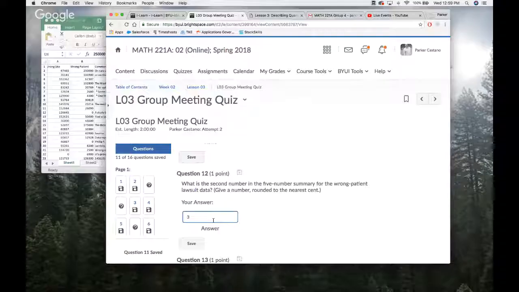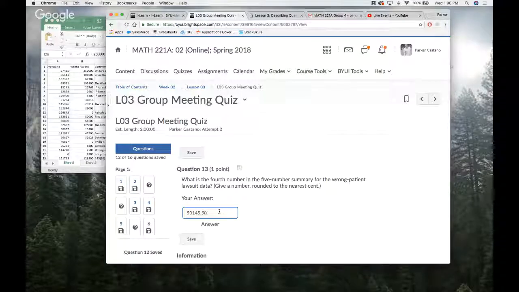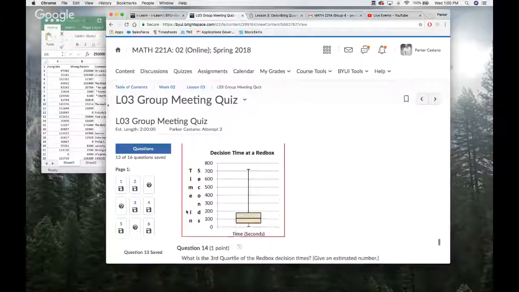Number 11 is 0. Number 12 is 3,900, and I put the decimal point and the 2 zeros after it. 3,900. And I did 0.00 just in case. Number 13 is 50,145 and 50 cents. 145. And 50 cents. Okay.